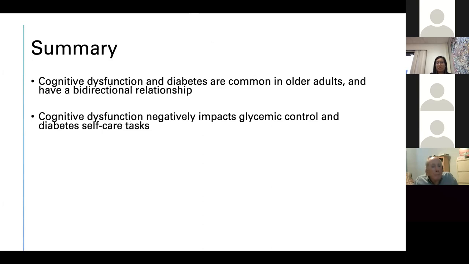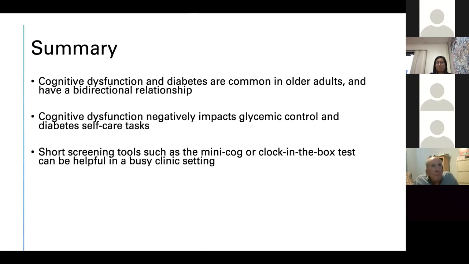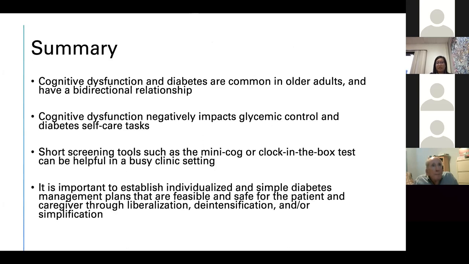So in summary, cognitive dysfunction and diabetes are common in older adults and have a bidirectional relationship. Cognitive dysfunction can negatively impact glycemic control and diabetes self-care tasks. Short screening tools such as the Mini-Cog or clock in the box tests can be helpful in a busy clinic setting. And finally, it is important to establish individualized and simplified diabetes management plans that are feasible and safe for the patient and caregiver, for liberalization, de-intensification, and/or simplification.